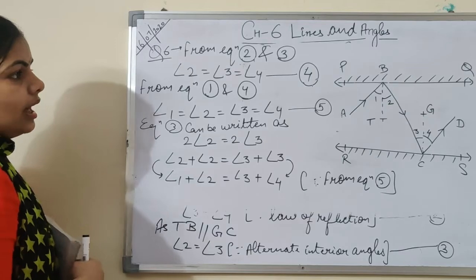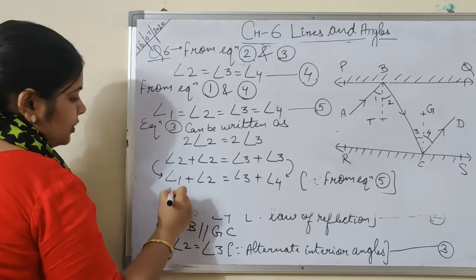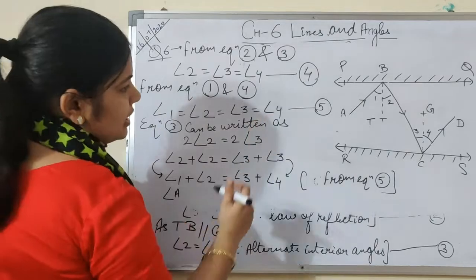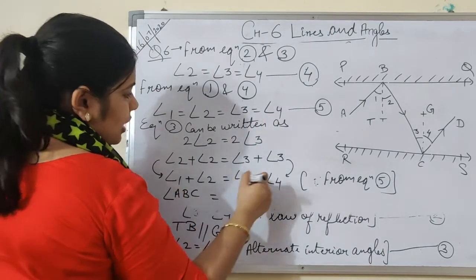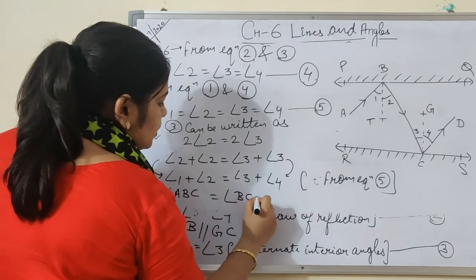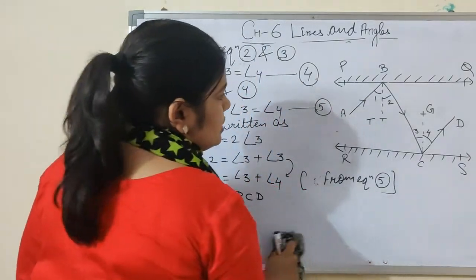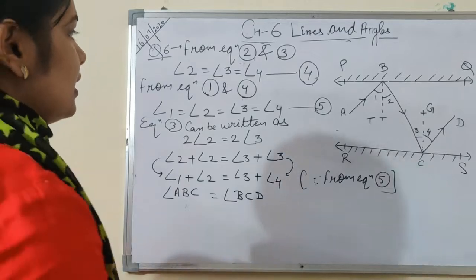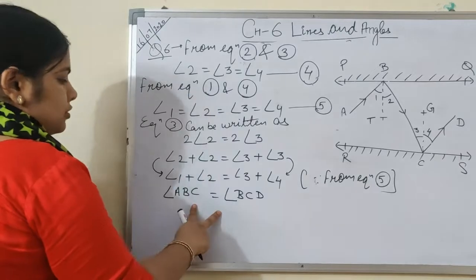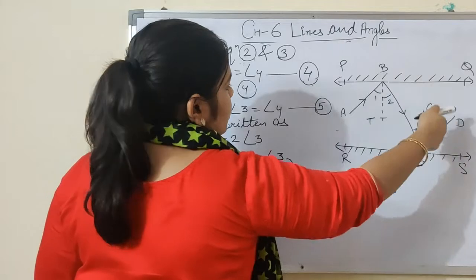Is this clear? Now angle 1 plus angle 2, what can it be written by? With the help of figure, what can we write? That angle 1 plus angle 2 is making angle ABC, and angle 3 plus angle 4 is making angle BCD. Now you can see here that angle ABC is equal to angle BCD. As these both are equal and they are making alternate angles also, so what I can say? That AB is parallel to CD.